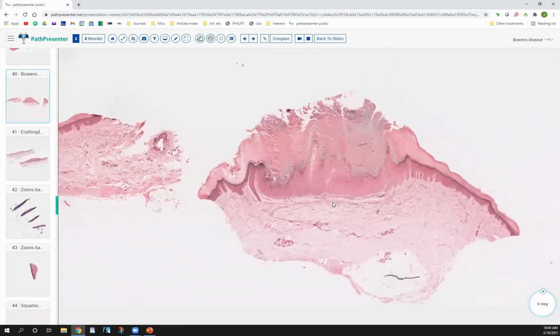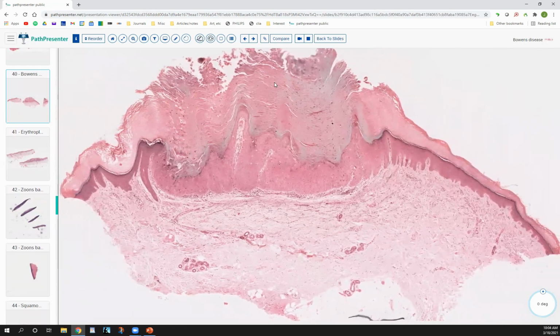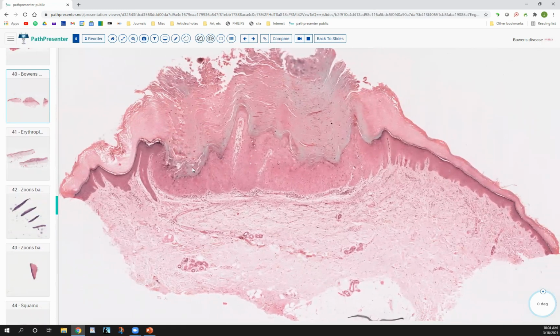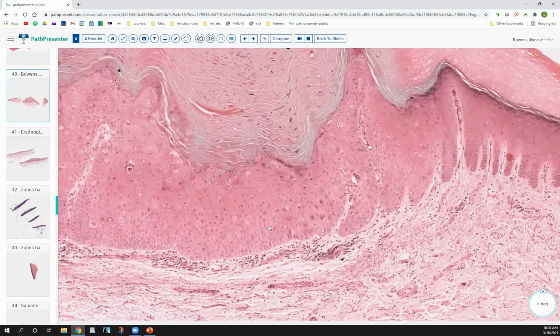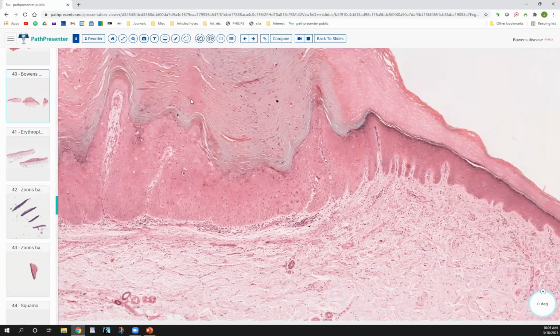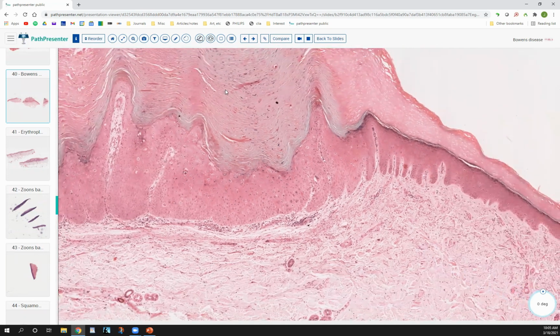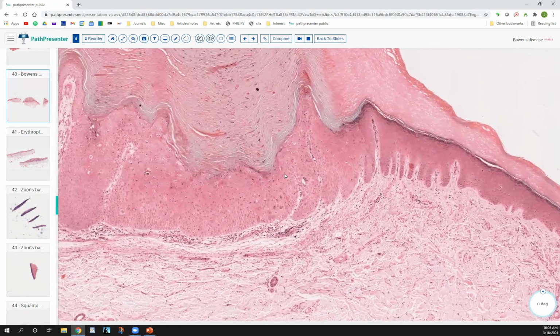Here's a more verrucous variant. You can see a little bit more of this verrucous pattern to it, but nevertheless, you still have that nuclear hyperchromasia and pleomorphism at all levels of the epidermis, plus atypical keratinization. You've got parakeratosis pretty much throughout the whole thing. Nice contrast here between the normal and the abnormal areas.